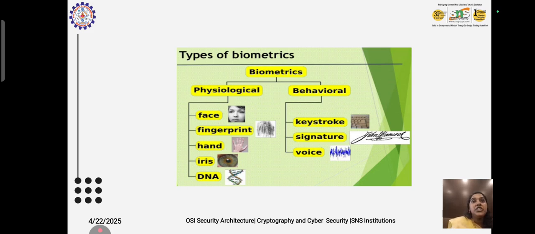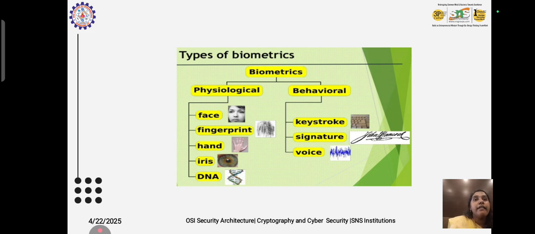Next, the applications of this: it is used for mobile security and for attendance systems. Next is facial recognition. Facial recognition is mainly used to analyze facial features. It is mainly affected by lighting and pose.